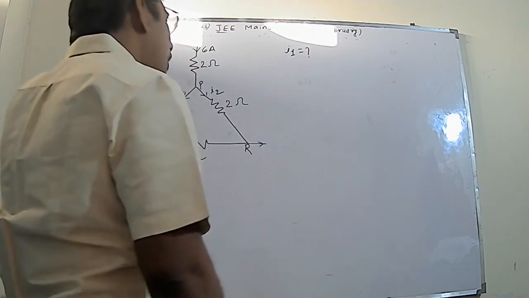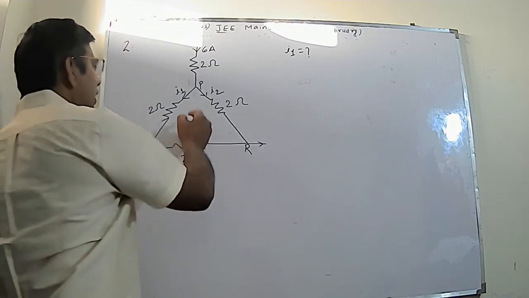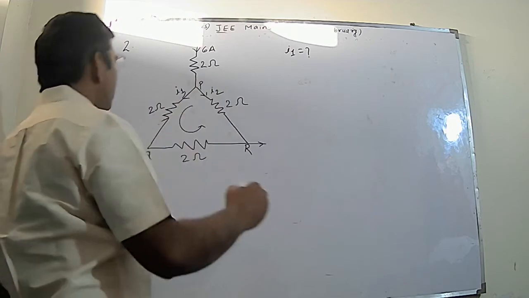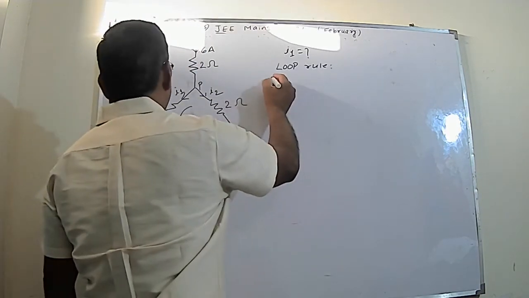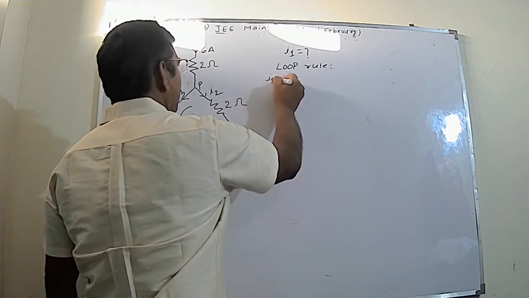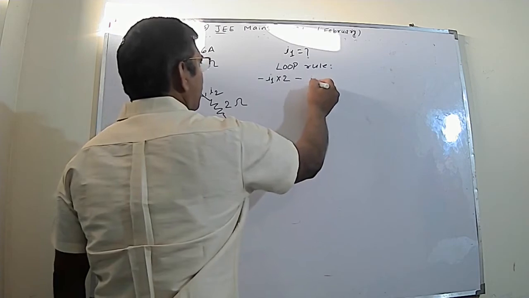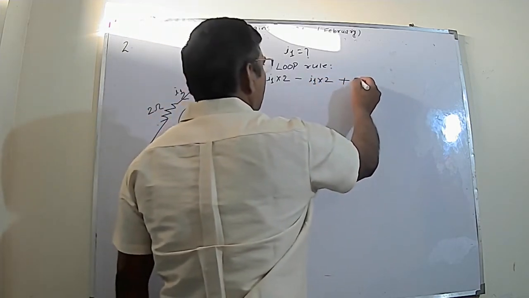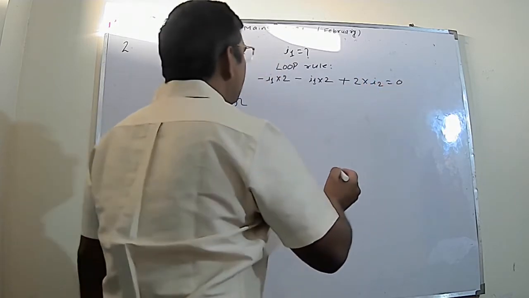What is the value of I1? It's a very simple problem. We can take the loop here and complete the loop. Applying the loop rule, it is I1 into 2 minus I1 into 2 plus 2 into I2 is equal to 0, right?